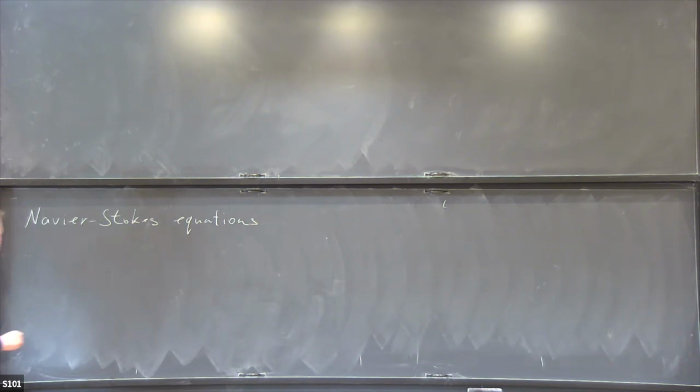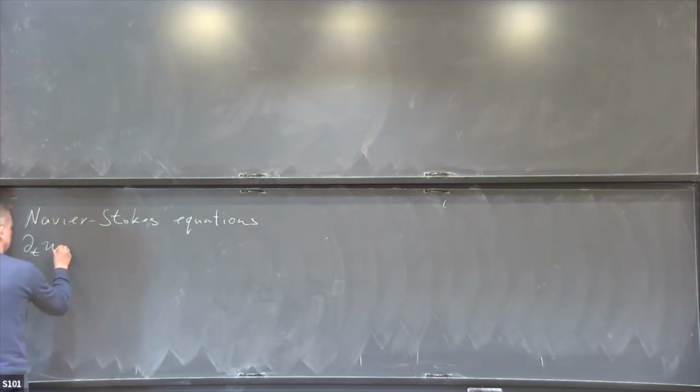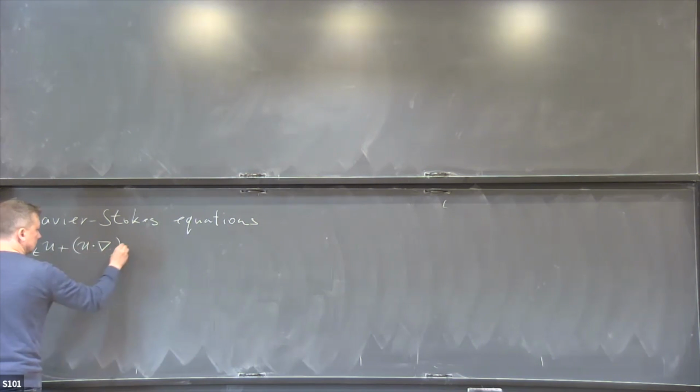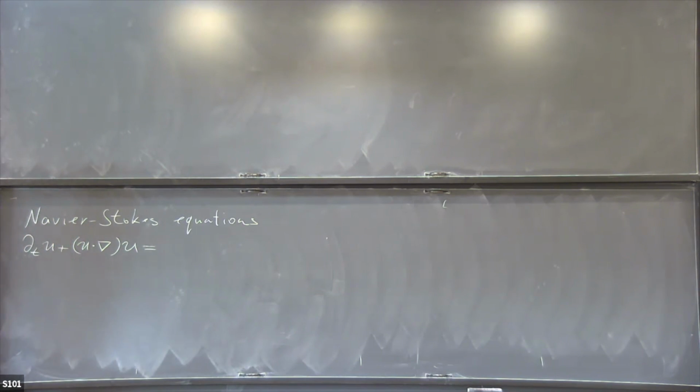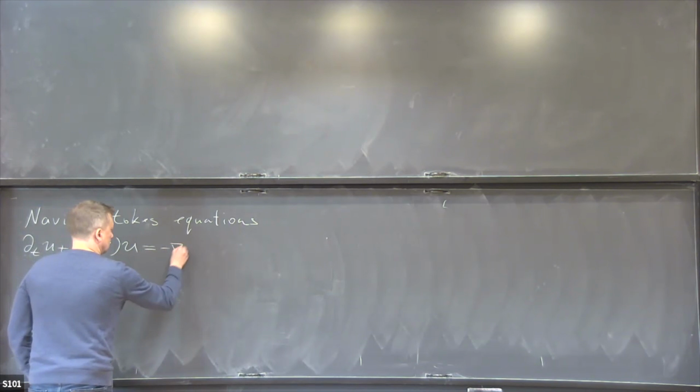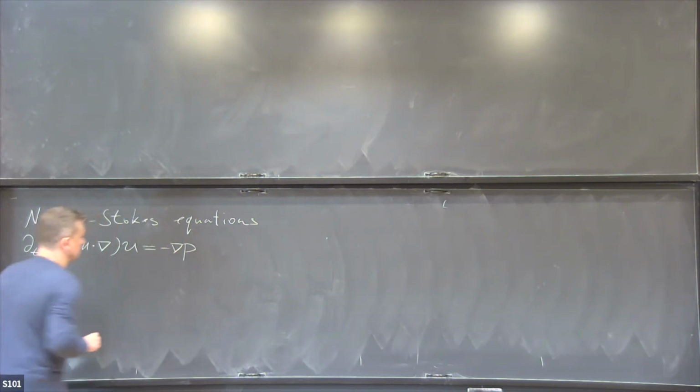Let me write them down first. So on the left-hand side, we have the acceleration of a fluid particle. u is going to be the velocity, so time derivative of u plus u dot gradient u. This is just a chain rule. And the right-hand side is the total force acting on this particle. So it's minus the pressure gradient, right?